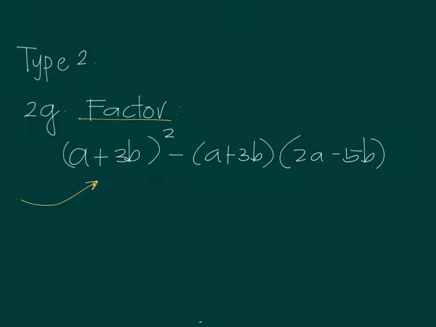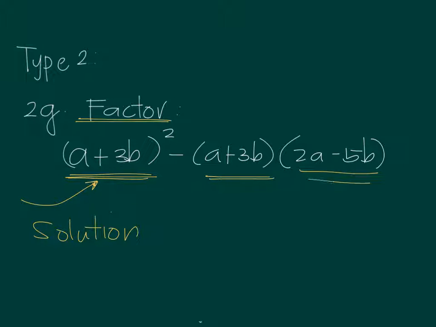Remember, the question is all about factoring. Do not try to expand (a + 3b)² and then (a + 3b) times (2a − 5b). That will complicate the solution. Okay, so how do we approach this problem? If you look at the expression, you should see that a + 3b is the same for the first term, or first group, and the second group.